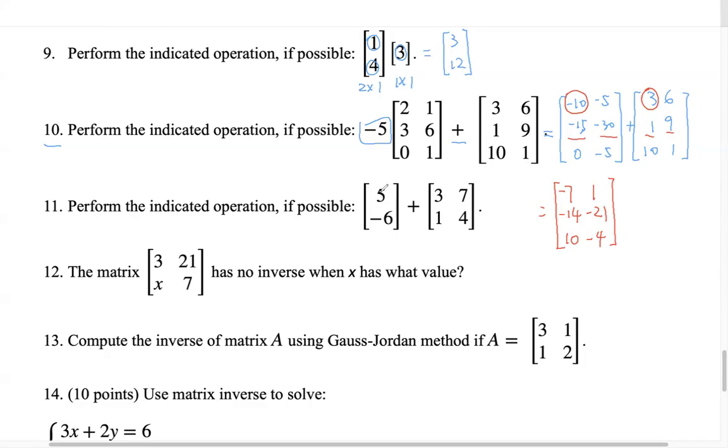Well, this one we have different sizes, right? This is a 2 by 1 matrix. This is a 2 by 2 matrix. So the operation cannot be performed, right? So cannot be performed. Let's see 12.